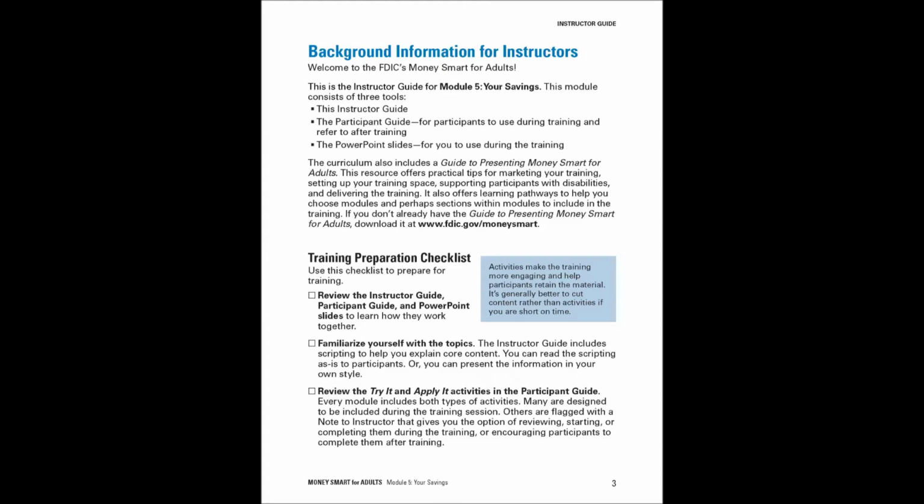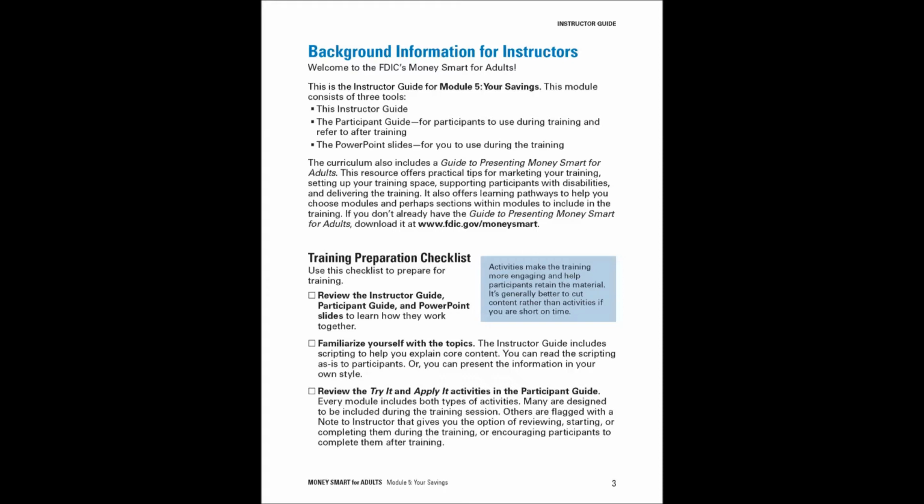Background information for instructors, as with other modules, is exactly the same. It starts out with a reference to the tools you'll be using to deliver the training, including the guide to presenting Money Smart for Adults. The training preparation checklist is to make sure that you have everything that's going to equip you to have a successful training.